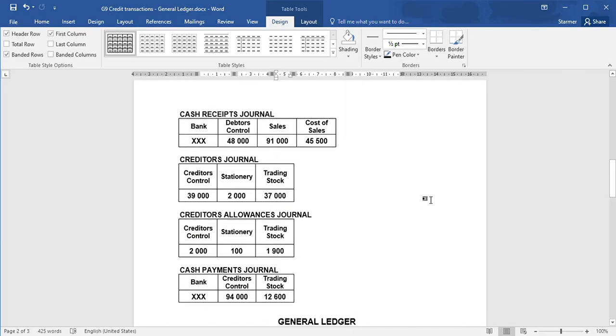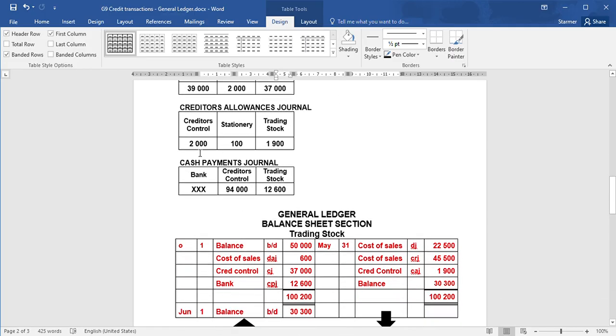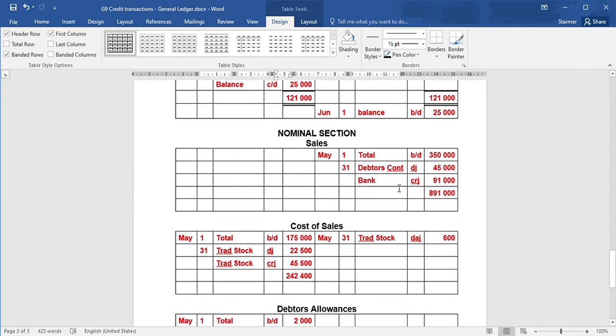Okay, then we come to sales. Sales, we've sold more. This time, the other account that contains that 91,000 will be part of your bank. So for your sales for this one, we've sold more. Bank is your details. Can you see the difference? When you sell on credit, the other account that changes is debtors control. If you sell for cash, it's bank.